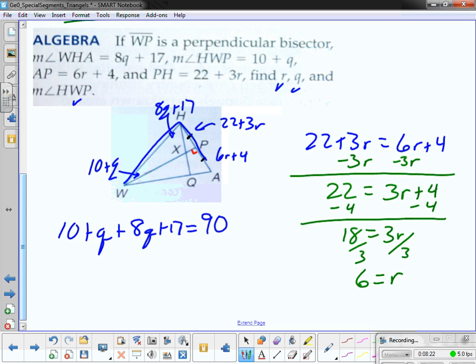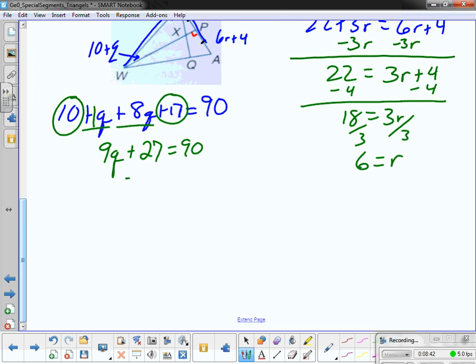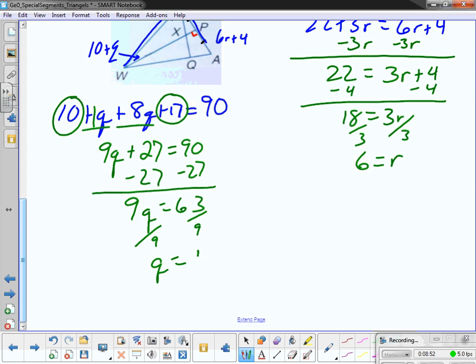Now let's solve the Q one. Notice the Q's are all on one side, so these are like terms. I got a Q and I got to add 8Q to that. That's really 1Q plus 8Q. That's 9Q plus, now the 10 and the 17 can get added together. That's 27, and that would equal 90. So now I can subtract off the 27, and that's going to get me 9Q equals 63. And then if I divide by 9, that gets me Q equals 7.